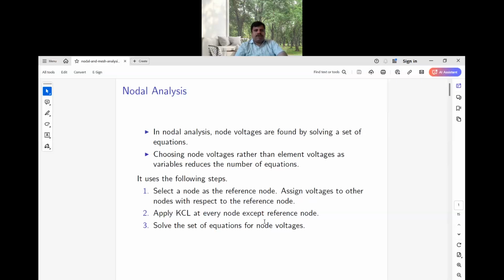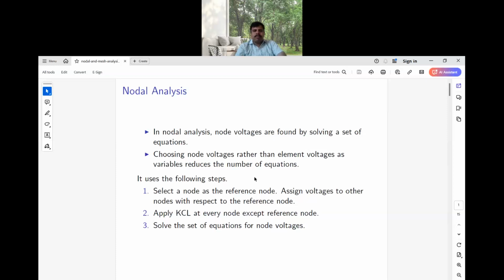Today we are going to discuss nodal analysis as well as mesh analysis in electrical networks. Nodal analysis and mesh analysis are the techniques used to find the currents in particular branches of a network and the voltages at particular junctions of an electrical circuit.